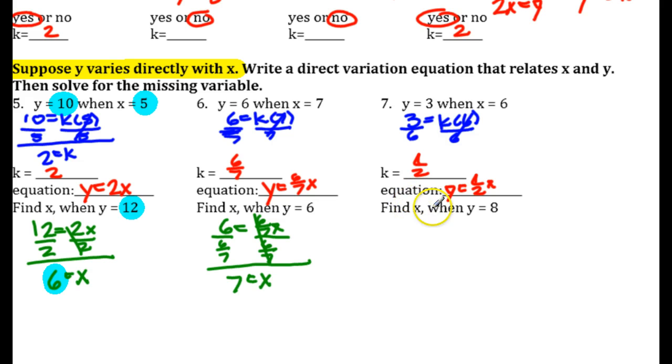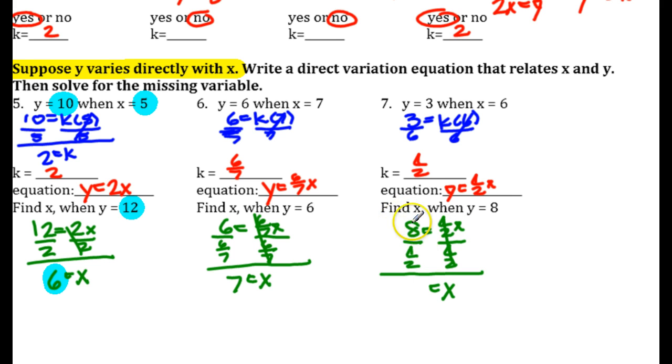Now we're going to use this new equation, and we're going to find x when y equals 8. So it's going to be 8 for y equals 1/2 times x. So think about what we just talked about. This is a 1/2 times x. The opposite of times is divide by 1/2. And if we divide by 1/2 on both sides, x is by itself.